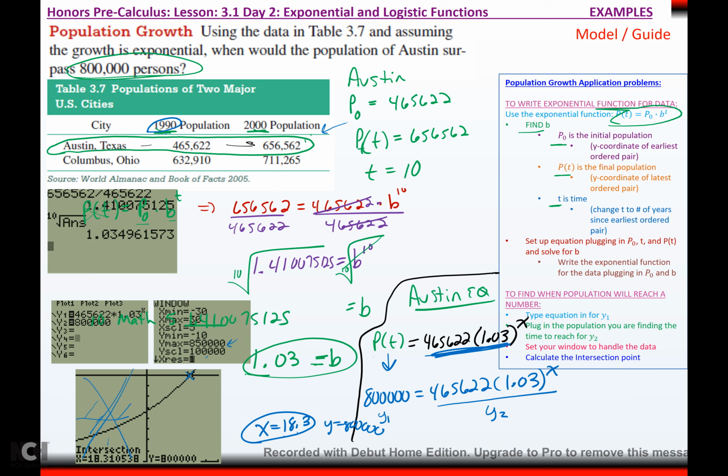Well, this all started in 1990. If I round to the nearest whole, if I add 18 years, I'm going to get 2008. And it'd be interesting to Google the population of Austin, Texas in the year 2008 and see how close it was to 800,000. And if it was close, that would mean that this is a really good model for Austin, Texas. If it's not close at all, that means it's a bad model.